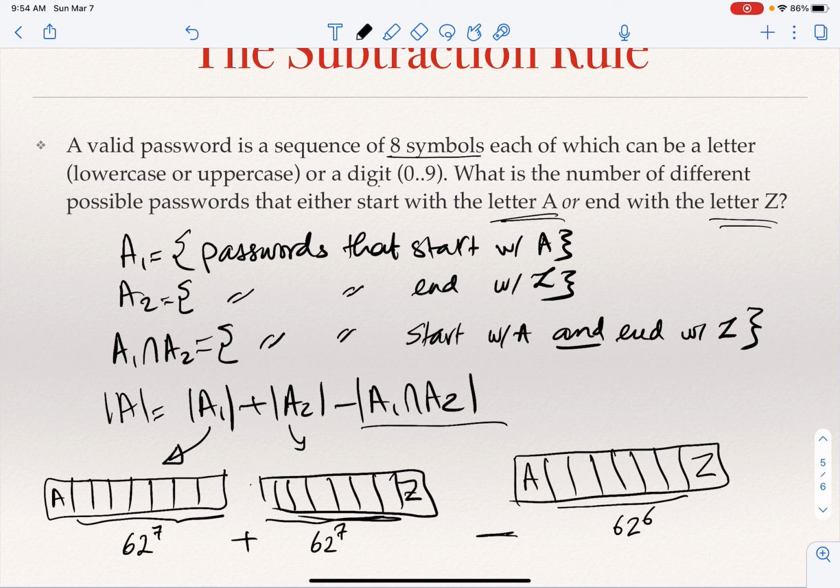Notice that in both applications of the sum and subtraction rules, I am of course making use of the product rule. Okay, so in general, in counting problems, we are going to be using a combination of rules when we are doing the counting itself.